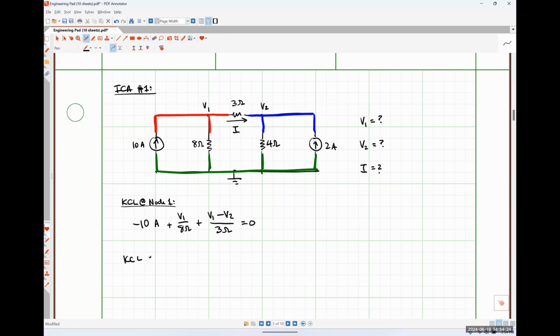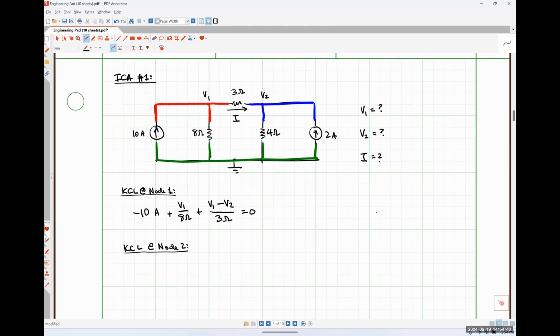Somebody else tell me what's going on at our KCL at node 2. For the left, it'd be V2 minus V1/3 ohm, and then V2 over 4 ohms, minus 2 amps. Okay. All right.